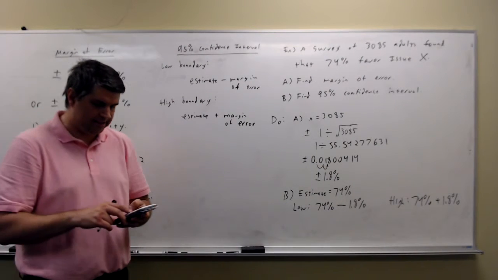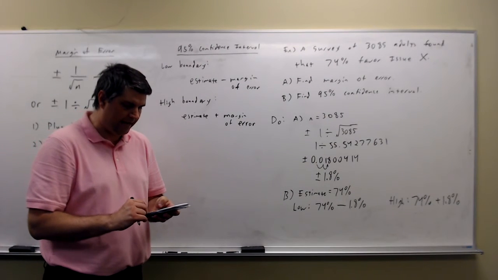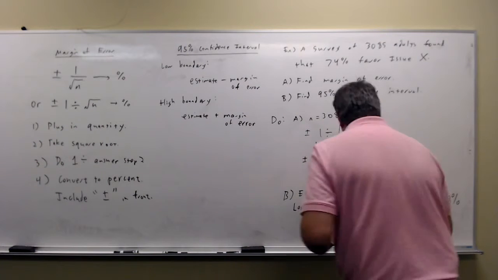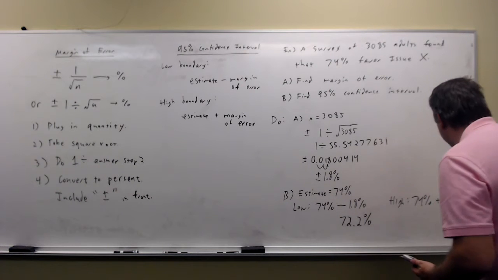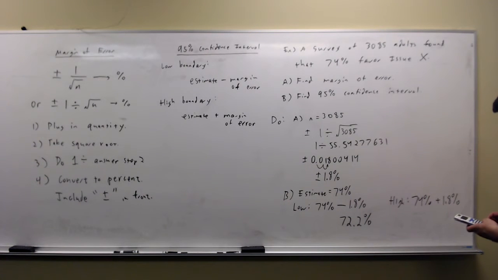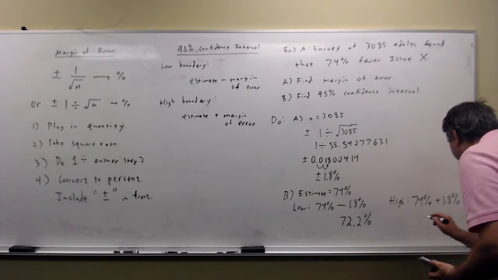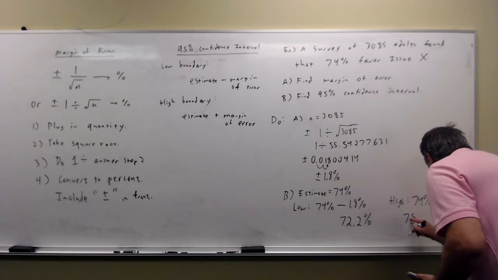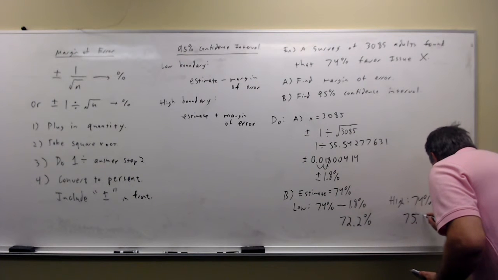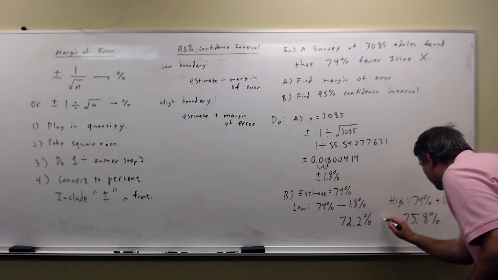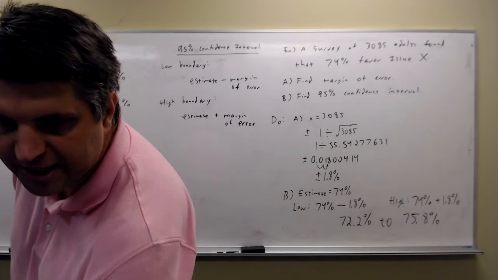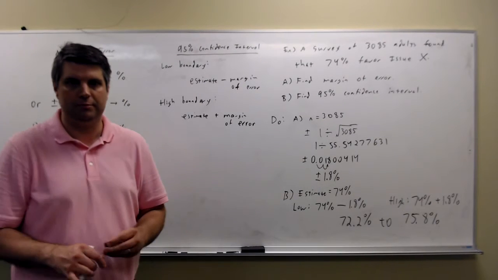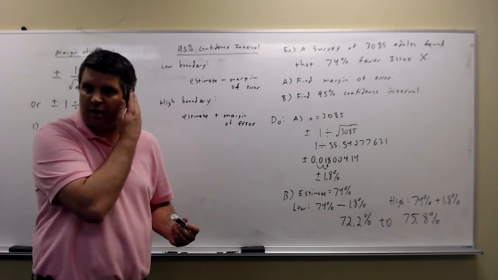So, 74 minus 1.8 is 72.2%. And 74% plus 1.8% is 75.8%. So that is a 95% confidence interval, okay, under the circumstances.